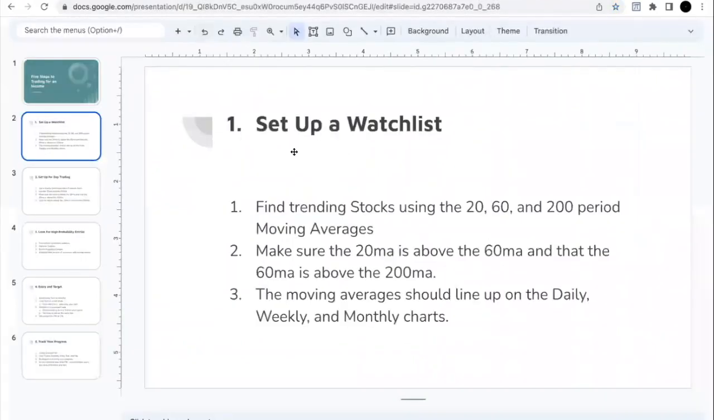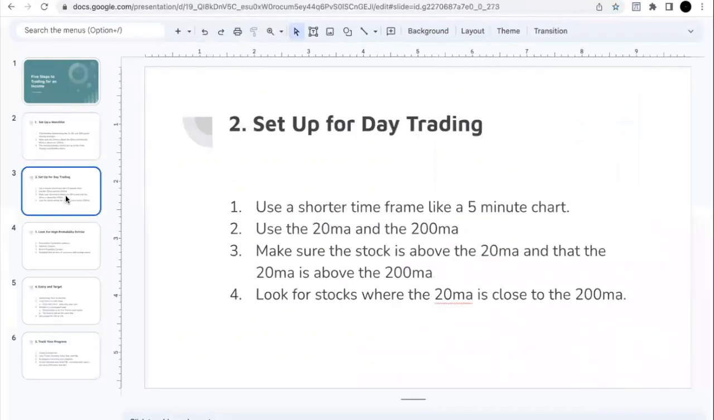All right. Now, here's how to set up a watch list. Number one, find trending stocks using the 20, 60, and 200 period moving average. Number two, make sure the 20 moving average is above the 60 moving average and that the 60 moving average is above the 200 moving average. The moving averages should line up on the daily, weekly, and monthly charts. That's what we did, right? We did all three charts, and I used three different tabs to do that.